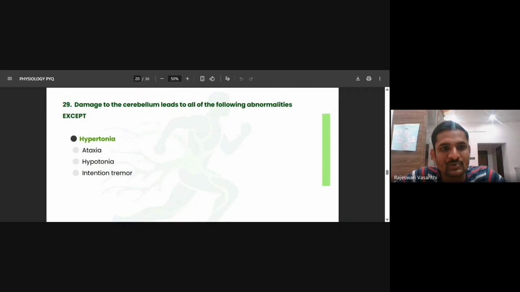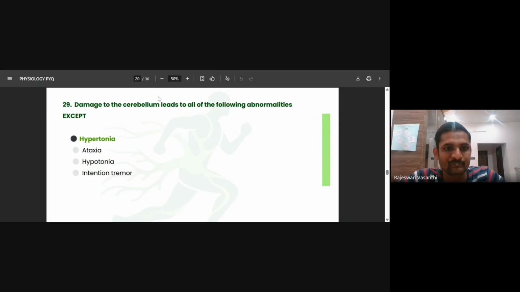Damage to the cerebellum leads to all the following abnormalities except: hypertonia, ataxia, hypotonia, intentional tremor. Again, these types of questions will be seen in MRB. You can easily rule out two answers. If hypotonia is the answer, hypotonia will not be there. Similarly, if hypertonia is the answer, hypotonia will not be there. So the only thing you have to do is rule out between hypertonia and hypotonia.